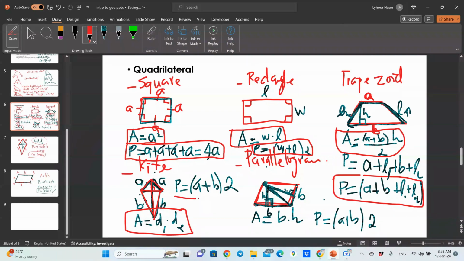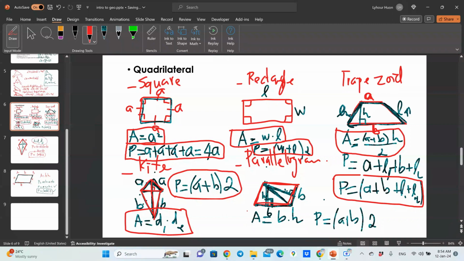The perimeter is A plus B times 2. Wait, A plus B times 2, not A times B. Did you say B times A? Yeah, I said A plus B times 2. Okay, that is it. So, last one is parallelograms.